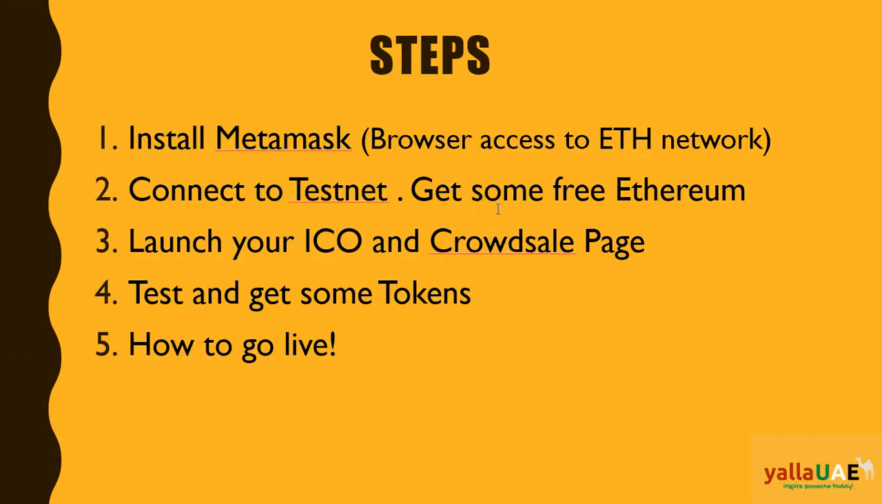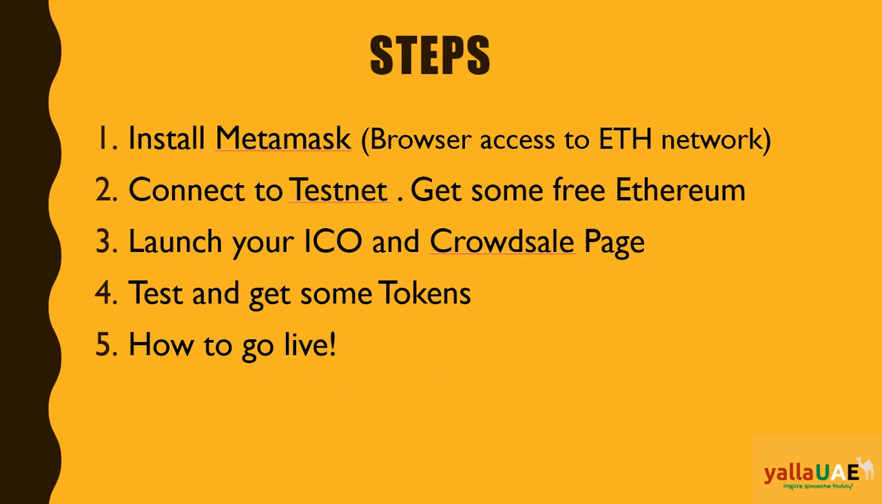So these are the steps which you're going to do now. We'll install the MetaMask, which is a browser plugin to access the Ethereum network. We'll then connect to the testnet because we don't want to be spending real money for this example. We'll get some free Ethereum from a faucet. We'll then launch the ICO using the POA dApp and then have a Crowdsale page. We'll then send in Ethereum as a client and test how we receive tokens. We'll also touch upon what are the changes to be done if you want to launch this on the mainnet.